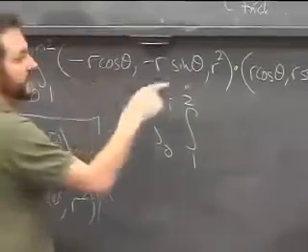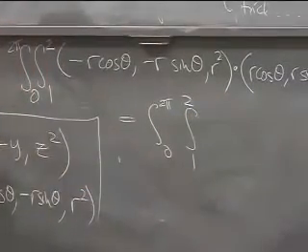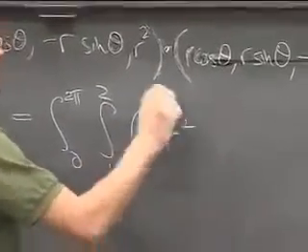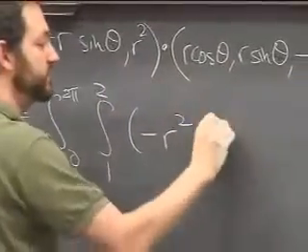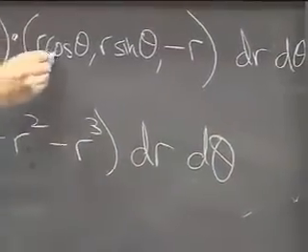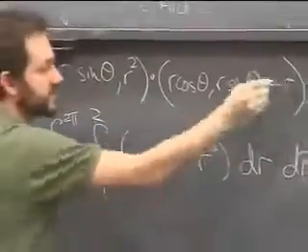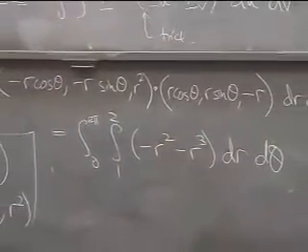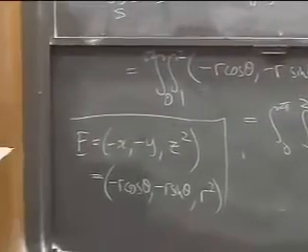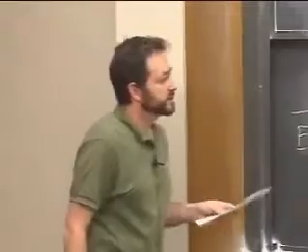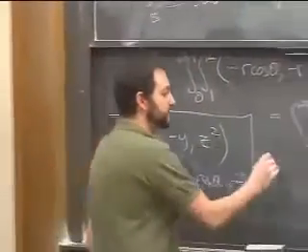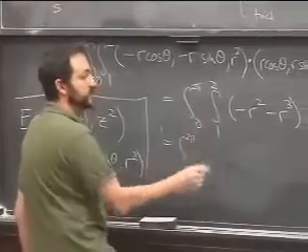So you're going to get minus r squared cosine squared theta minus r squared sine squared theta. So I believe this just becomes minus r squared, but then you'll have a minus r cubed as well. So I took this times this, plus this times this, plus this times this, and I just used a simple trig identity to make it fall out. All right. So this is fairly straightforward. In fact, the d theta just falls right out. You can just do it like this if you want to.